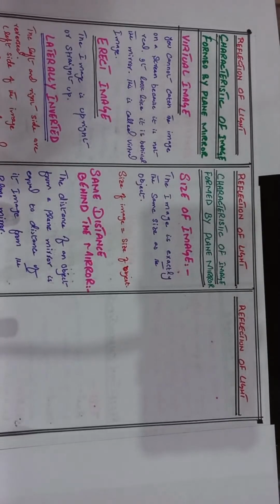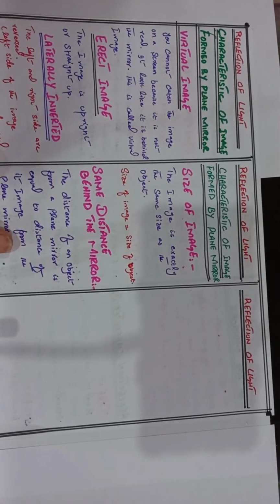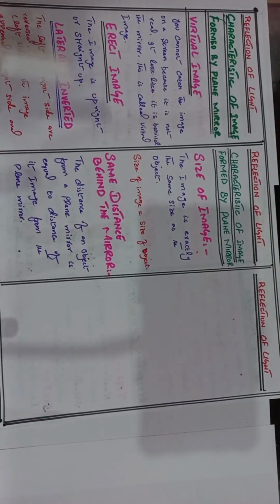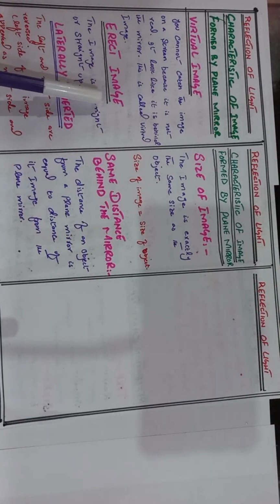So here we discuss the 5 properties of the image that is formed by the plane mirror. First, the virtual image. Second, the erect image. Third, laterally inverted. Fourth, the size of the image. And fifth, the same distance behind the mirror. Those are all the properties of the image formed by the plane mirror.